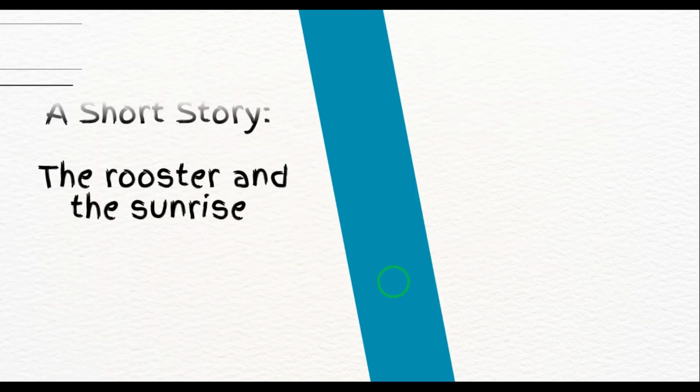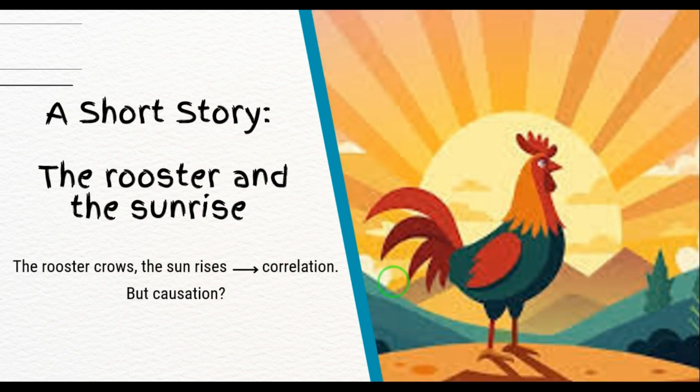Let's put this all together in a small practical story. For example, a farmer noticed that every morning his rooster crowed and right after that the sun rose. So he thought, my rooster causes the sunrise. To make sure, he tried to test it. One day he kept the rooster inside and kept him silent, but the sun still rose. So he concluded that he was wrong. That's the essence of causation. It's about what happens when you intervene, not just observe.